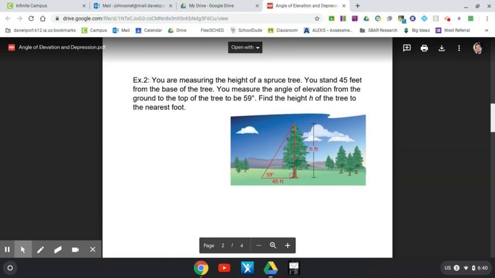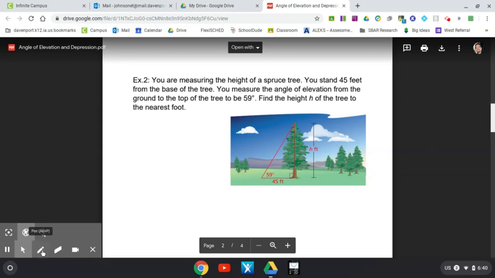So in this problem, you are measuring the height of a spruce tree. You stand 45 feet from the base of the tree, and you measure the angle of elevation from the ground to the top of the tree to be 59 degrees. Find the height h of the tree to the nearest foot.